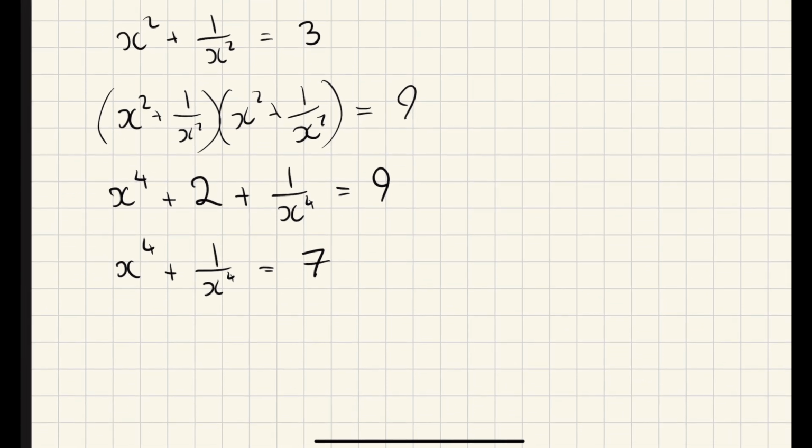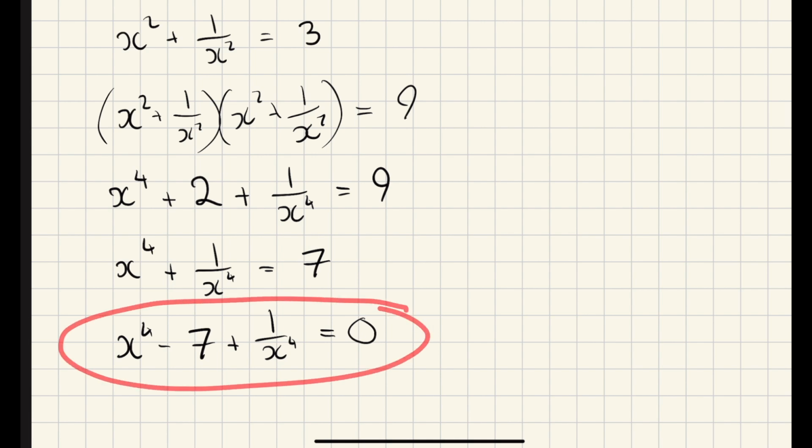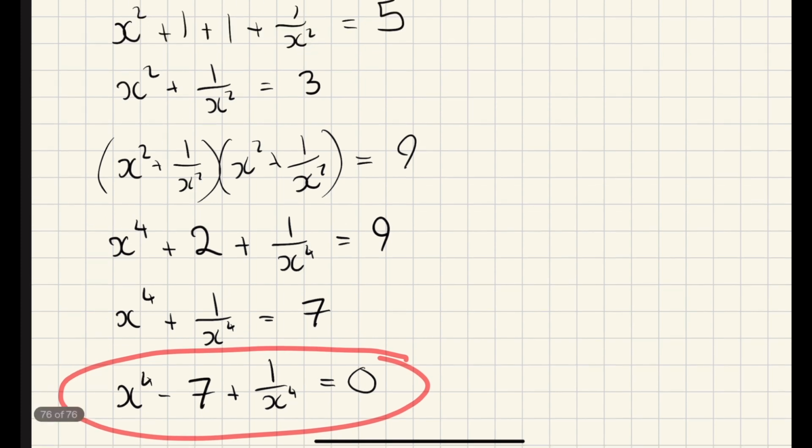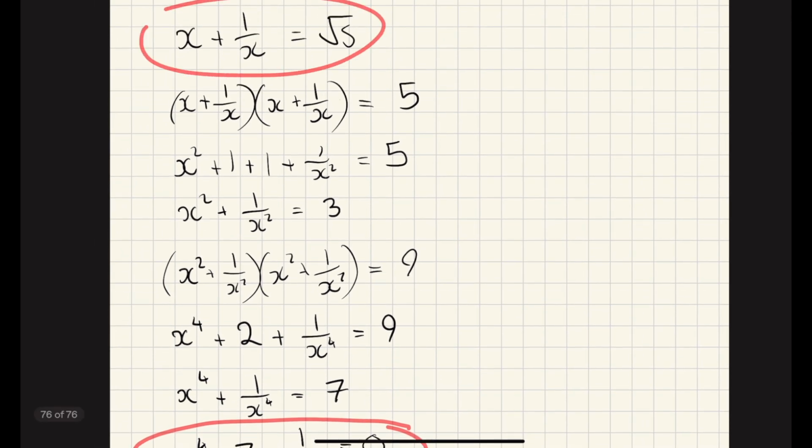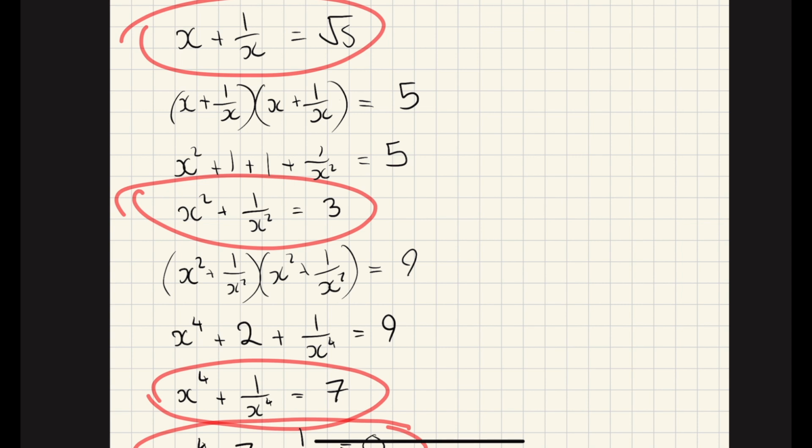All right, and then the last thing we're going to have is x to the 4 minus 7 plus 1 over x to the 4 equals 0. And that's as far as we will go for now. You'll see why I stopped there later. But once again, when we do it for the 4th time, you always get something of the same form. You get x plus its reciprocal is this, the square of x plus its reciprocal is this, and then its 4th power. And you're going to get increasing integers at this point. You can work out what the next one will be. I believe it will be 47, but you can prove that.